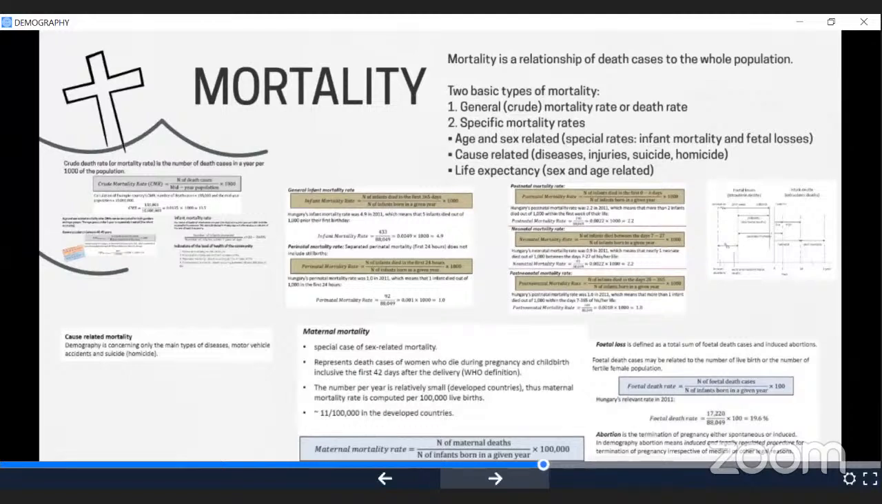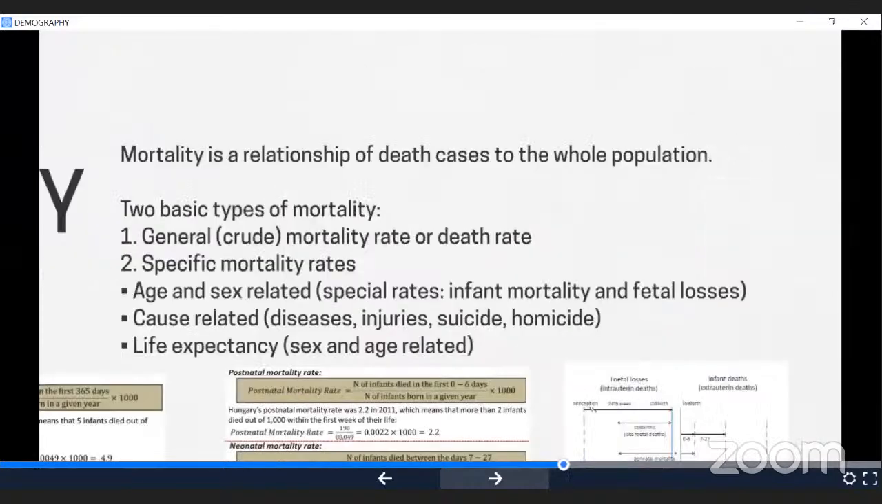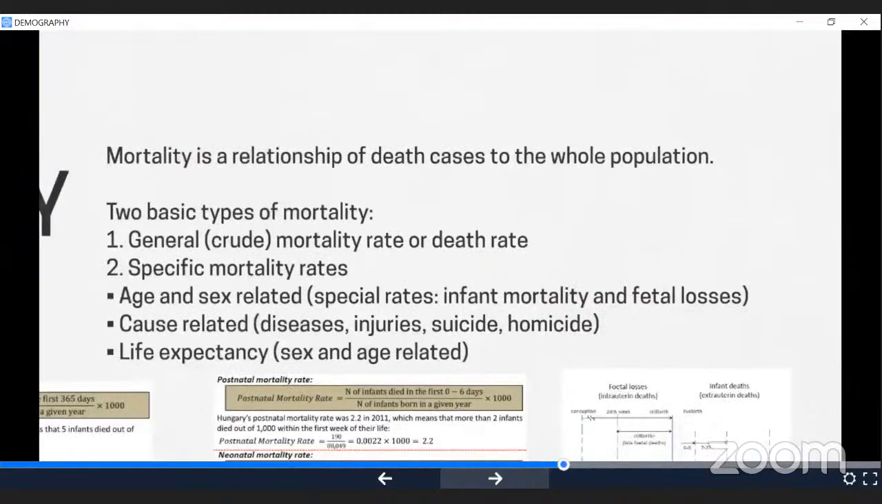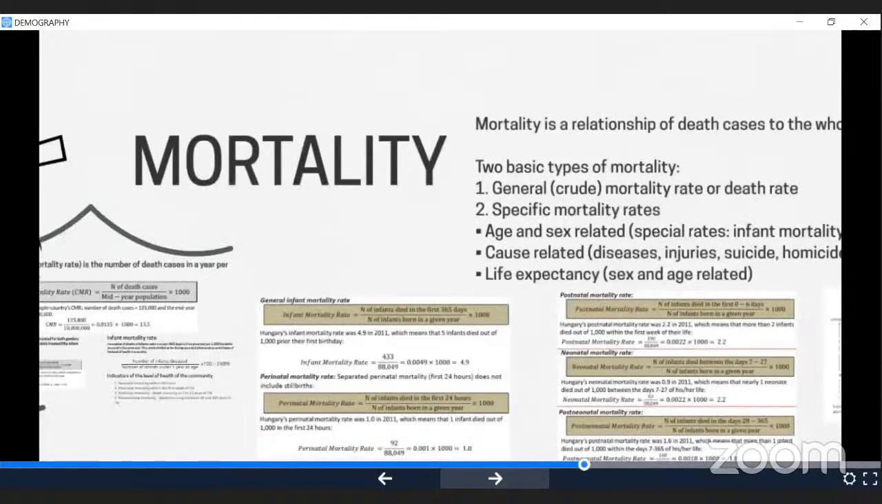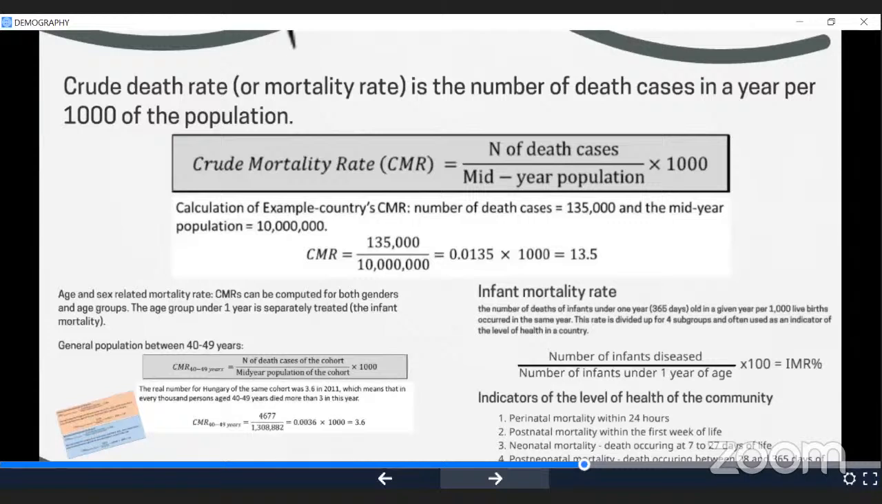Mortality is your death rate, and it's a relationship of your death cases over the whole population. So there are two basic types: general or your crude mortality rate, and specific mortality rate. Age-specific, cause-specific, and the like. Okay? So this is the formula for your crude mortality rate. This is like your crude birth rate. So it's the number of death cases over your mid-year population.